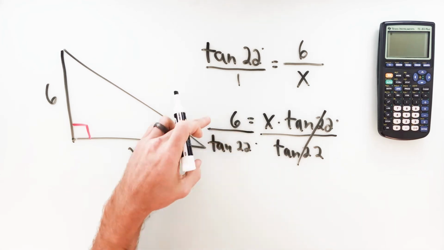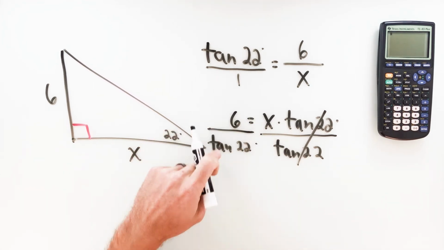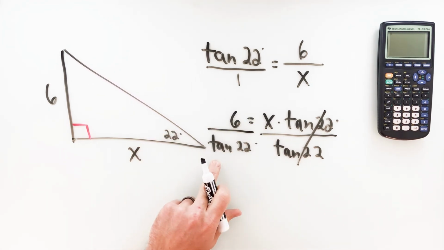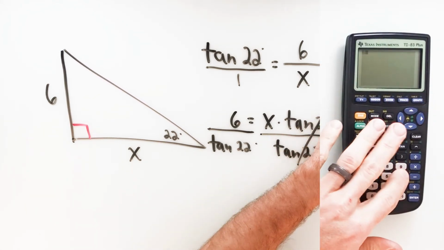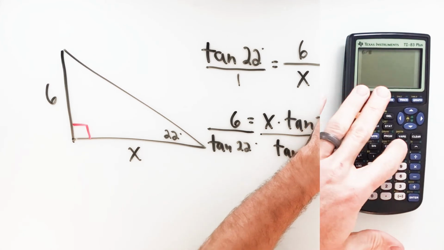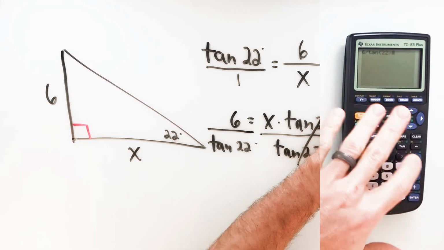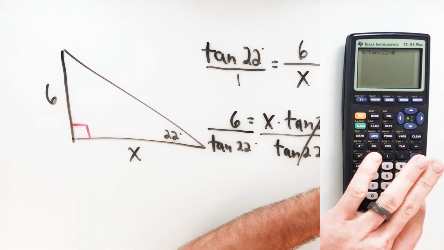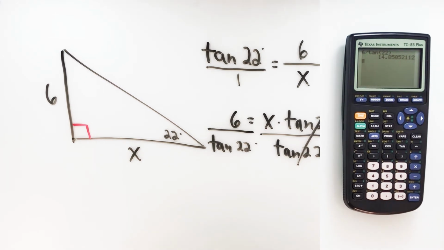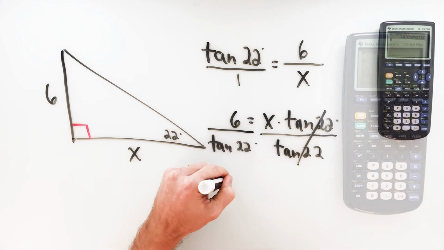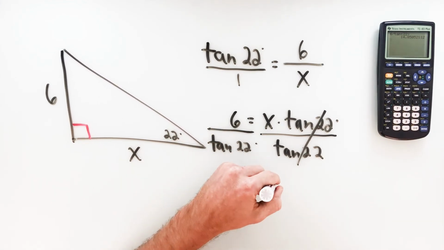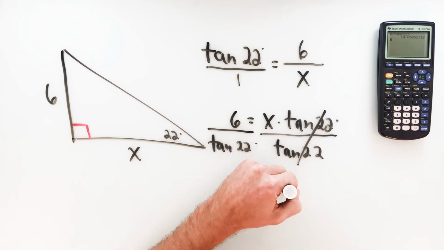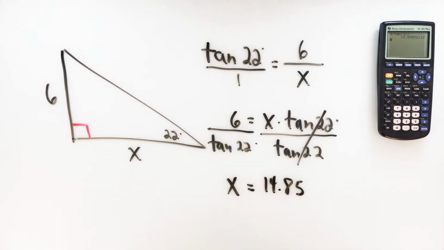So I've got x equals 6 over the tangent of 22 degrees. So go over to my calculator. I'm going to type in 6 divided by tan 22. I always close the parentheses just to make sure I'm not leaving anything hanging. Okay, and that gives us x equals 6 divided by tangent 22 is 14 point, we'll stick with the hundredths place, 14.85.